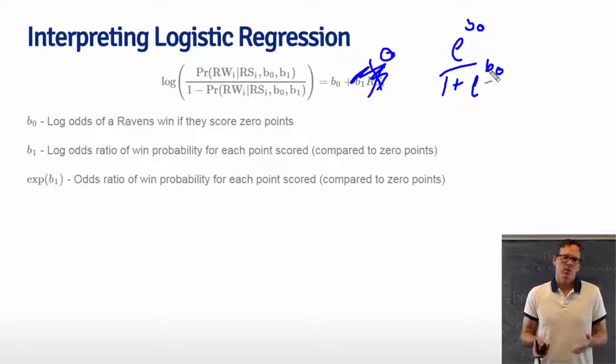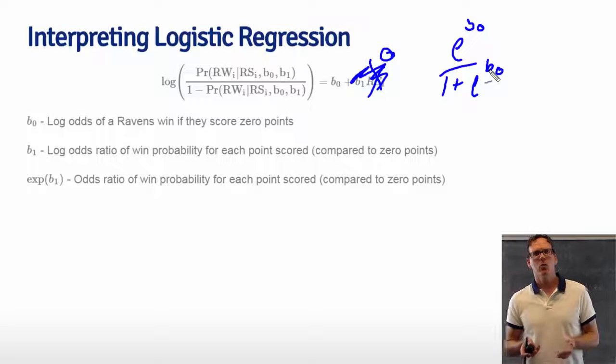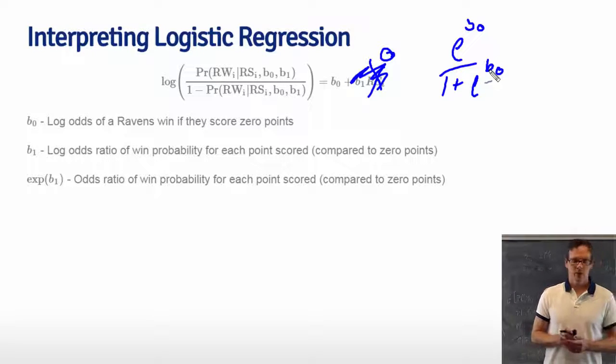Now, in this case, this is maybe not a perfect component of this model because it gets estimated to be non-zero, and we know that the team can't win if they score 0 points. They could tie, but they can't win.